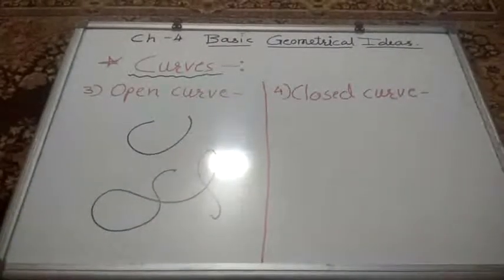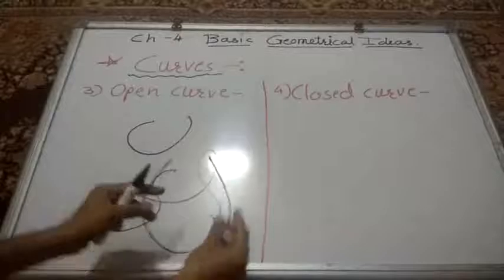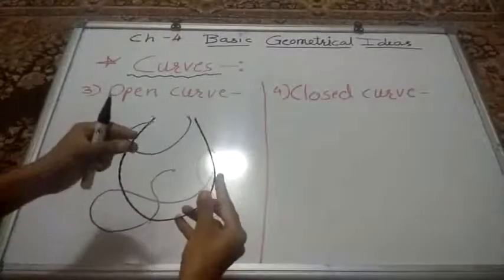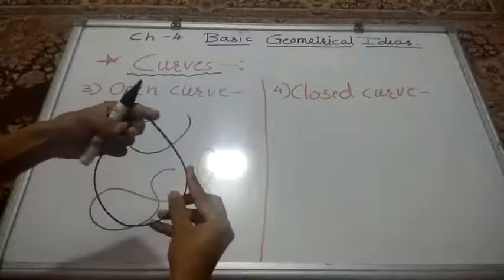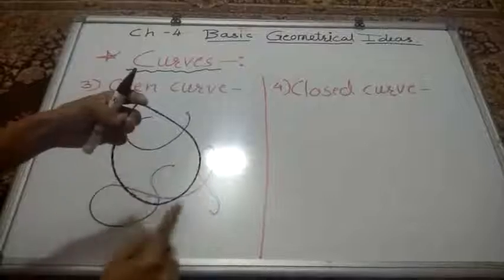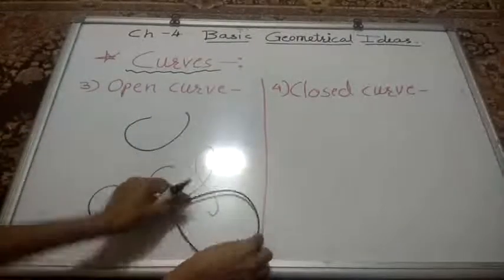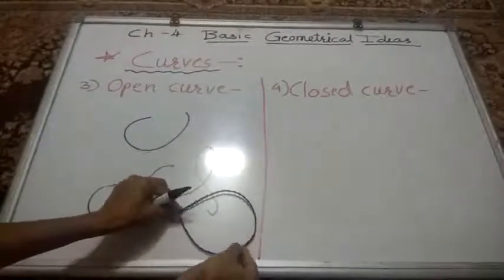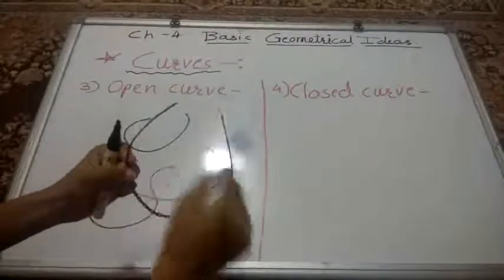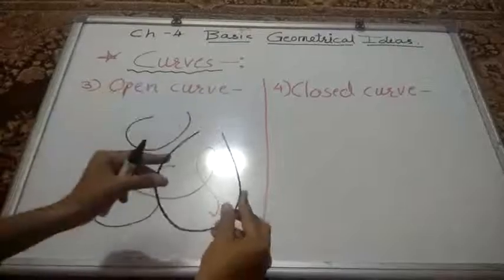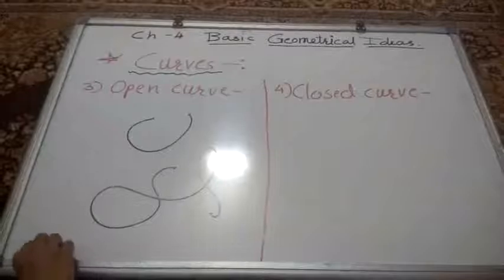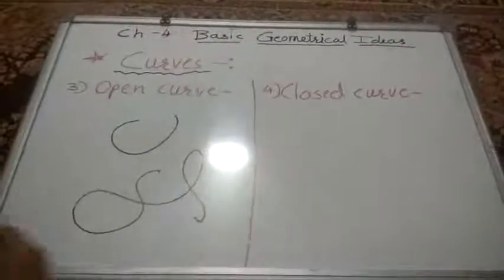For example, this is a belt. This belt has two endpoints, so we can say it is an open curve. If I join these two endpoints, now can we say it is an open curve? No, because this curve closes an area. This curve closes an area, so we cannot say it is an open curve. But when it is open, it has two end points. जब उसको दो end point होते हैं और वो कोई भी area close नहीं करते, then they are known as open curve.